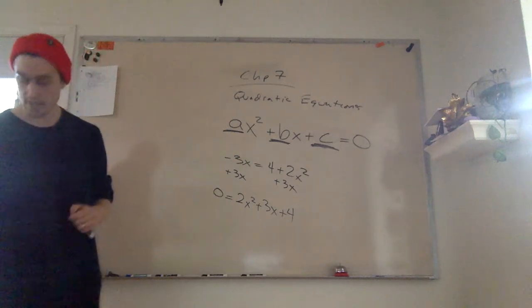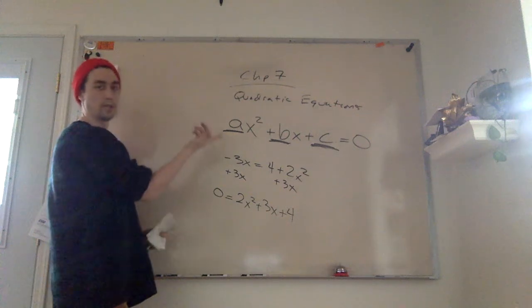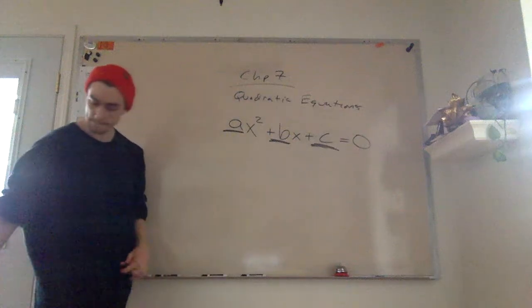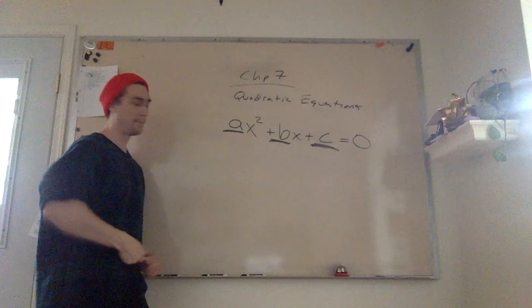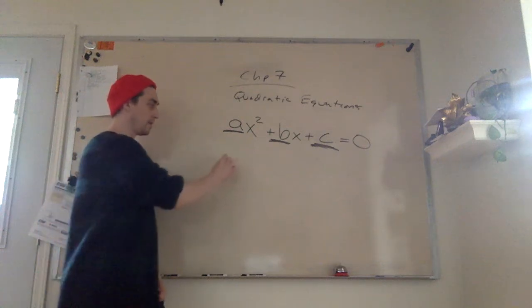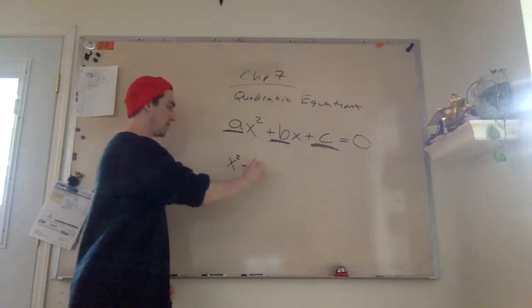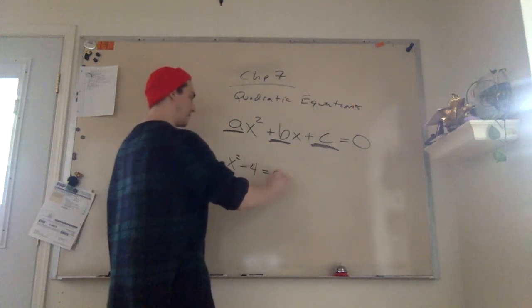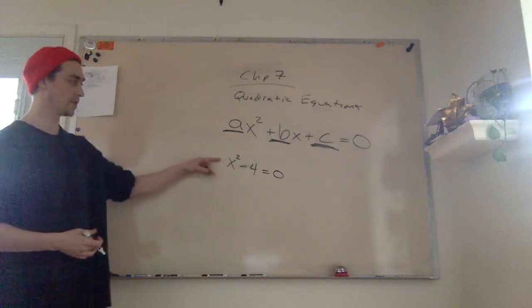So that's what a quadratic is. Honestly, it's just something that looks like this, or can be made to look like this. So if you have a quadratic, how do you solve it? That's the topic of the chapter. Well, we've already talked about this a bit. Let's say you had a quadratic like x squared minus 4 equals 0. So this is a quadratic.